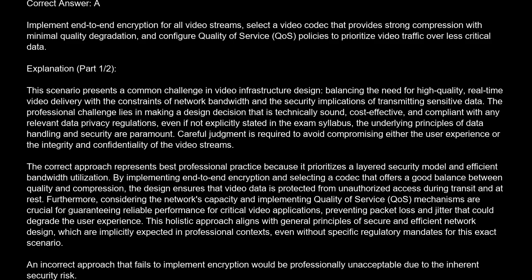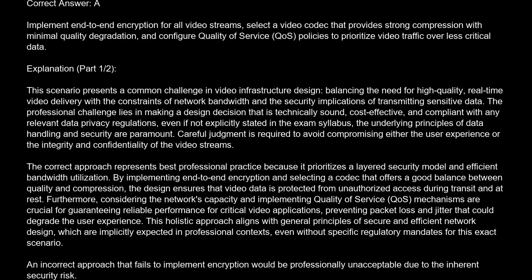The correct answer is A. Implement end-to-end encryption for all video streams. Select a video codec that provides strong compression with minimal quality degradation, and configure quality of service, CoS, policies to prioritize video traffic over less critical data. Explanation. This scenario presents a common challenge in video infrastructure design, balancing the need for high-quality, real-time video delivery with the constraints of network bandwidth and the security implications of transmitting sensitive data.